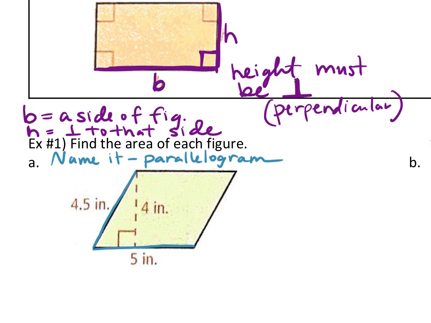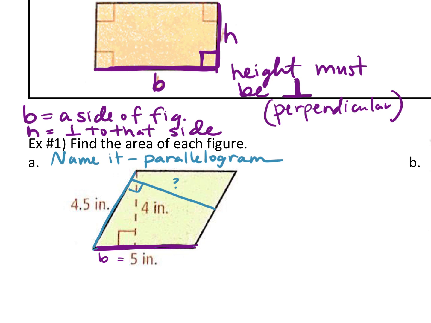If my base is 4.5, do we have a side perpendicular to that? No. Perpendicular to the 4.5 would be something like this, and we don't know that length. So we're not going to use the 4.5. Instead, we're going to use the 5 as our base. So then what is your height?